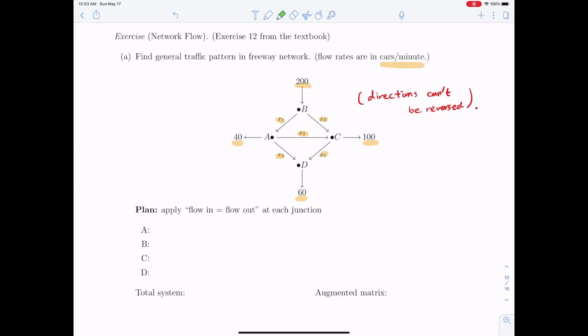We can solve this problem by analyzing each point A, B, C, and D. Basically, the amount of traffic that flows in is the same as the amount that flows out. For example, in A, we have x1 flowing into A, and 40 plus x3 plus x4 flowing out from A. For B, we have 200 flowing into B, and x1 plus x2 flowing out from B. You can fill in the rest using the same procedure.